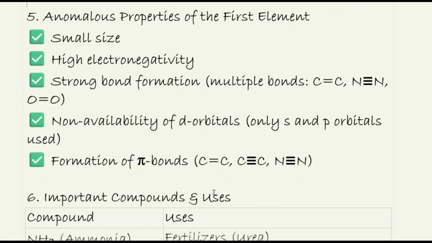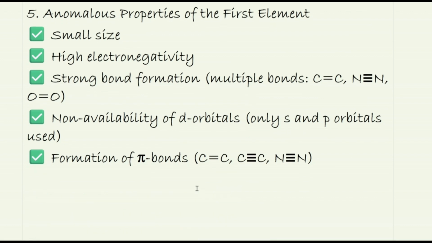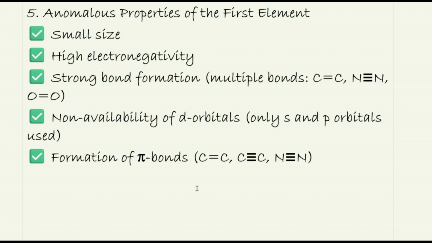Then anomalous properties of the first element. These are the common properties: smaller in size, high electronegativity, and strong bond formation like carbon, nitrogen, oxygen. Non-availability of d orbitals, so only s and p orbitals are coming into the picture of bond formation. Then formation of pi bonds. As you can see, C double bond C, N triple bond N, O double bond O, C triple bond C. Like that, it can form pi bonds.